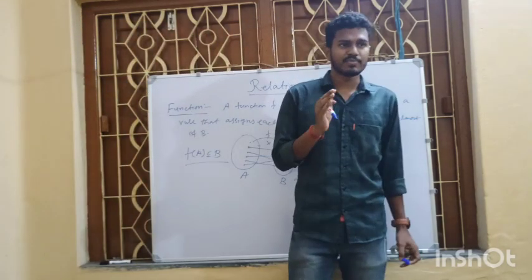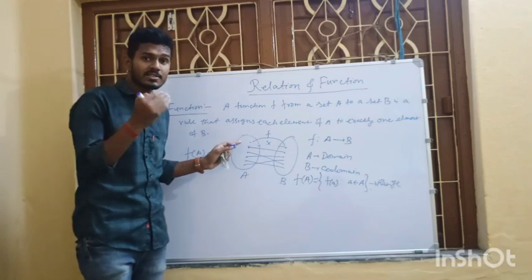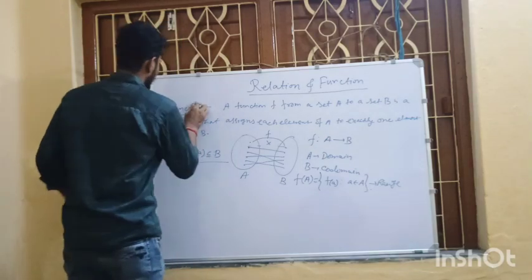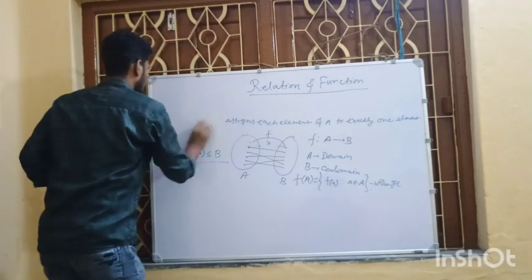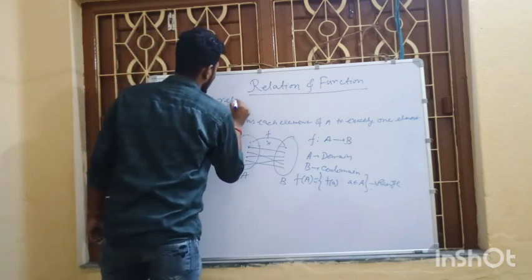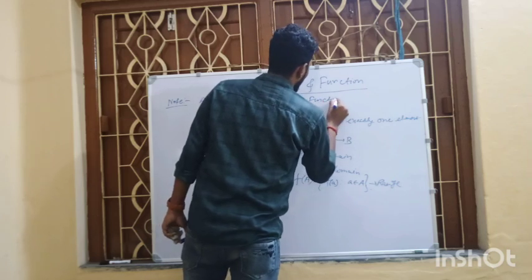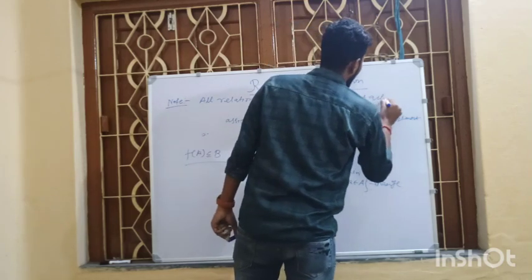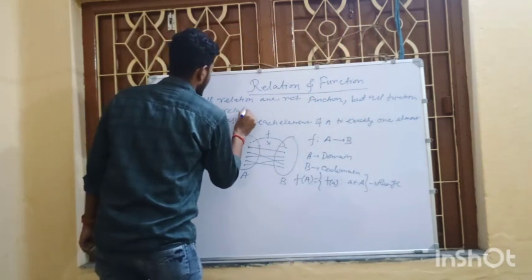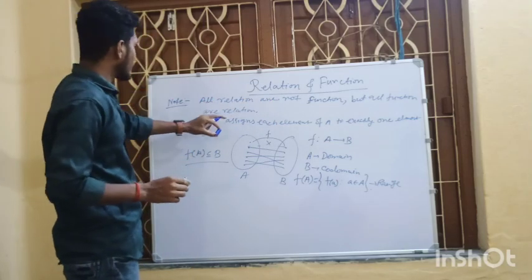So let's note, what is a relation? A relation is just a subset of A cross B, but a function is also a subset of A cross B. But there is some restriction on the set of a function. So all relations are not functions, but all functions are relations. So take note: all relations are not functions, but all functions are relations. This is the main point.